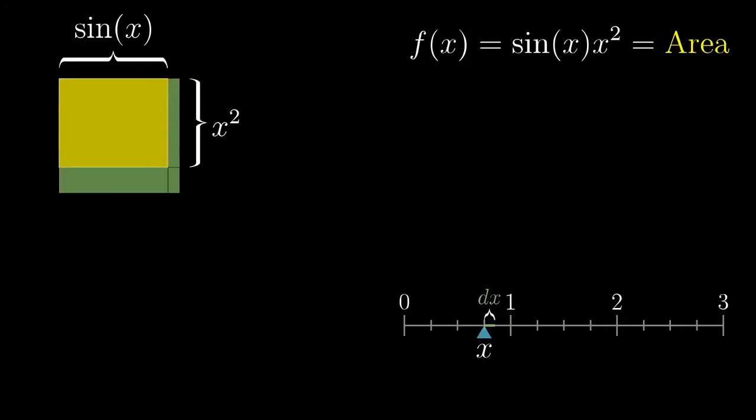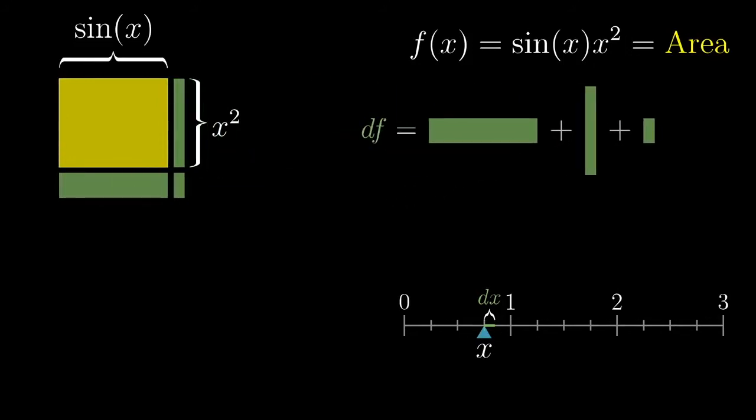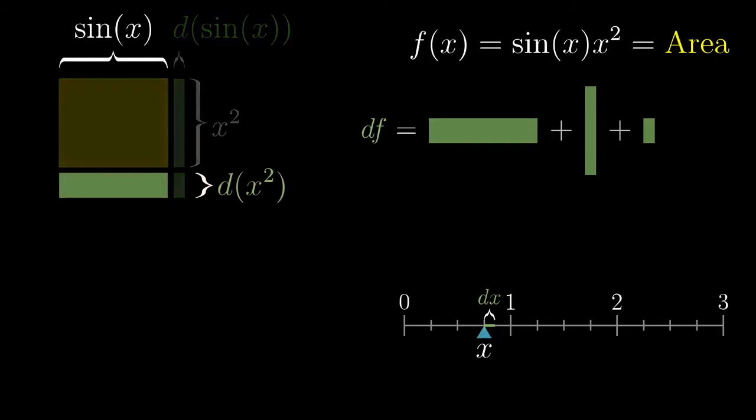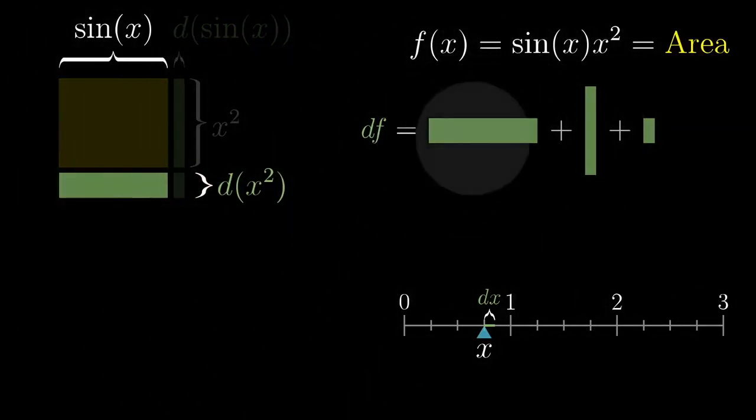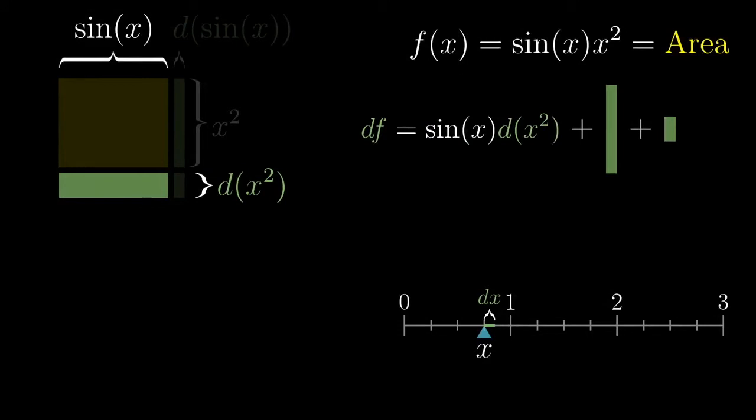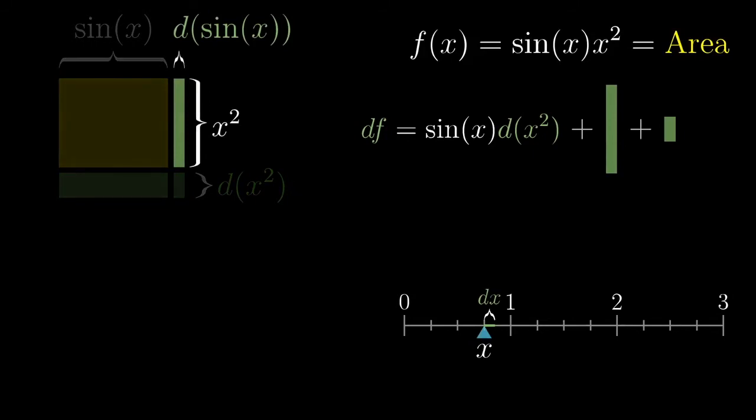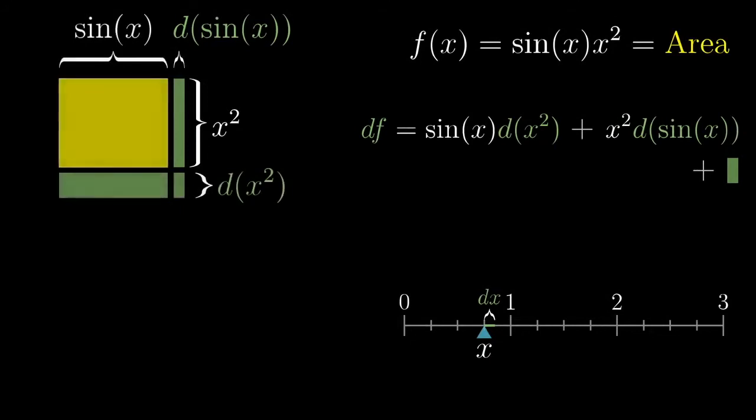What is that resulting change in area df? Well, the nudge dx caused that width to change by some small d sine of x, and it caused that height to change by some dx squared. And this gives us three little snippets of new area. A thin rectangle on the bottom, whose area is its width, sine of x, times its thin height, dx squared. And there's this thin rectangle on the right, whose area is its height, x squared, times its thin little width, d sine of x. And there's also this little bit in the corner, but we can ignore that.